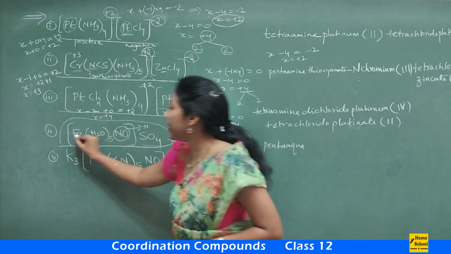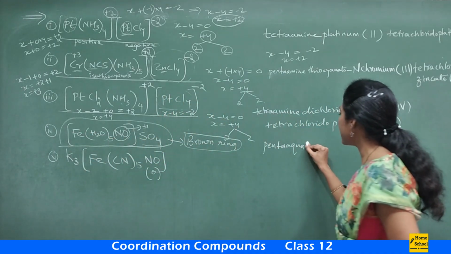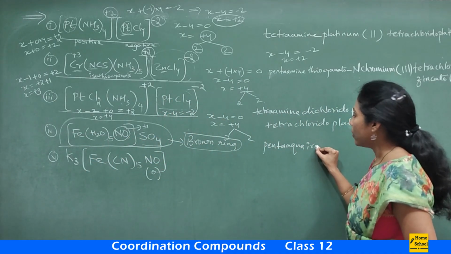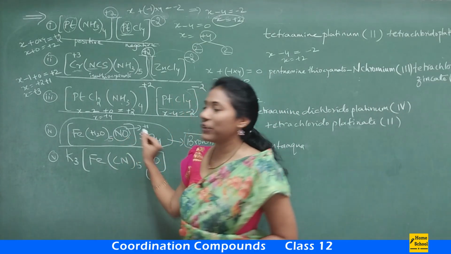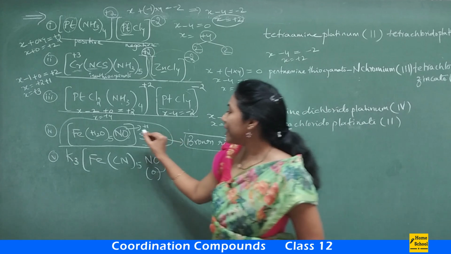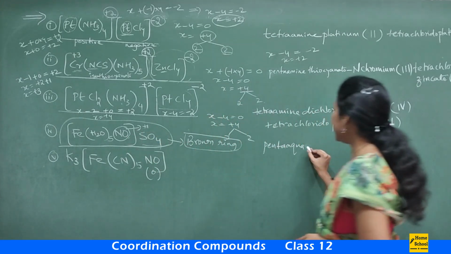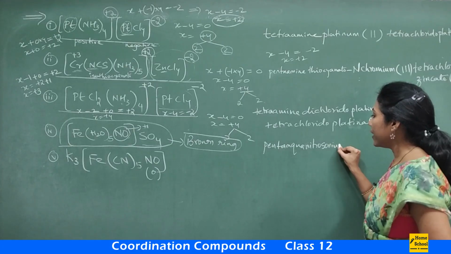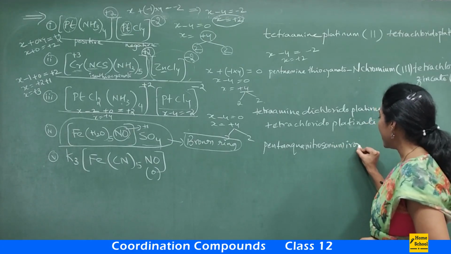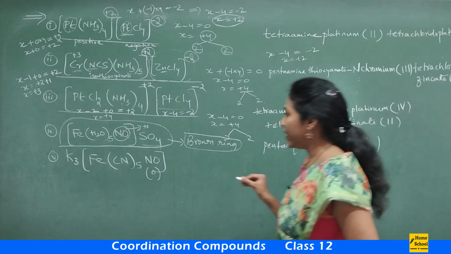Okay, and Fe is in the positive sphere, so I will use the word iron itself. Sorry. After writing the name of H2O, now I have to write the name of NO, right? Since I considered NO as a positive ligand, its name is nitrosonium. Iron. And its oxidation state, very important.